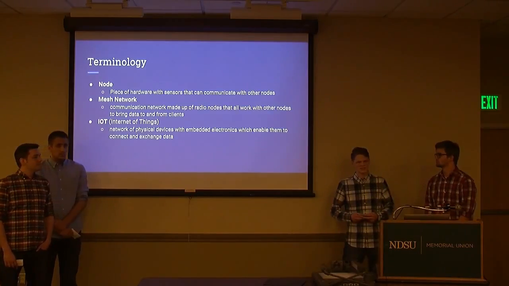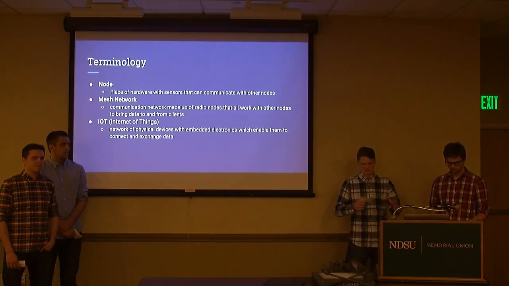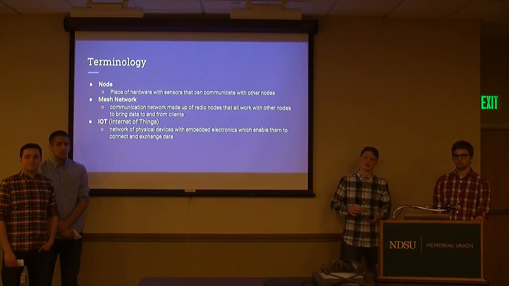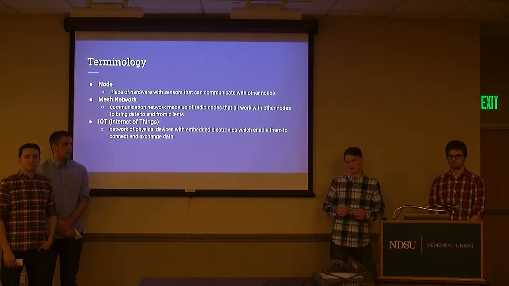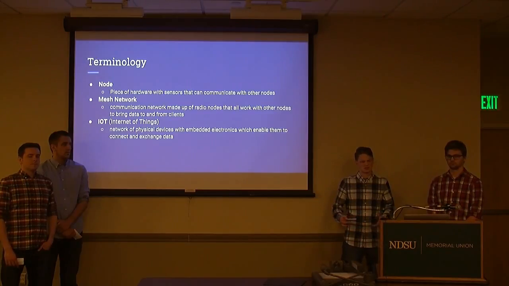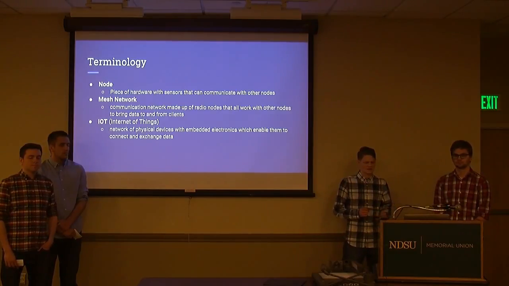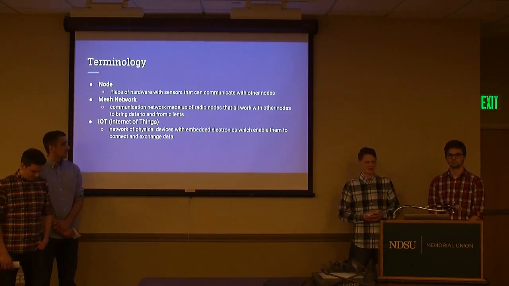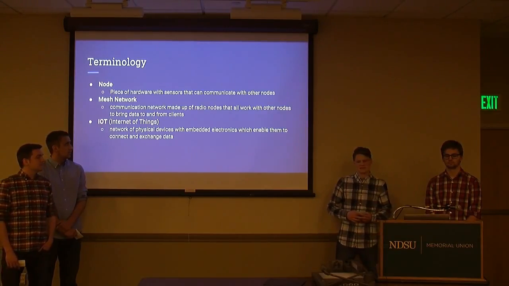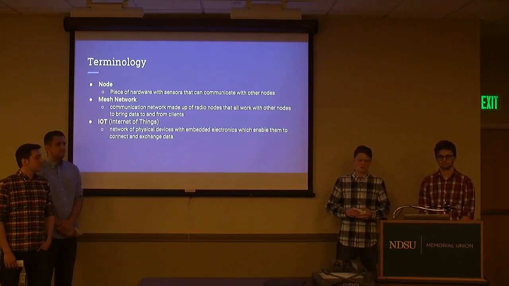Alright, so just some brief terminology that most of you will probably know. When we say node, we're talking about just a piece of physical hardware that likely has sensors that can communicate with other nodes. A mesh network is a communication network made up of a bunch of radio nodes that all work together to transport data to and from a client and then to and throughout the network. Internet of Things, or IoT, as most of you probably already know, is the idea of a network of physical devices that each have some sort of embedded electronics that allows them to communicate and connect with each other.